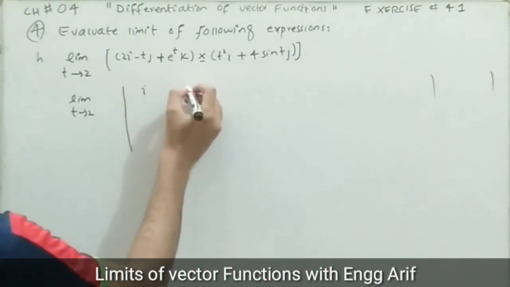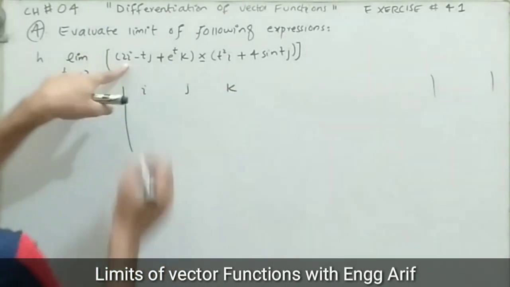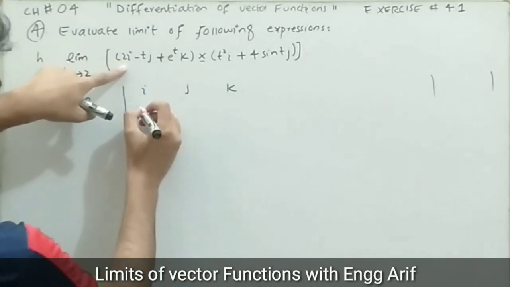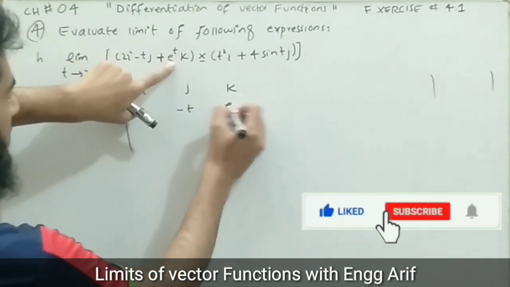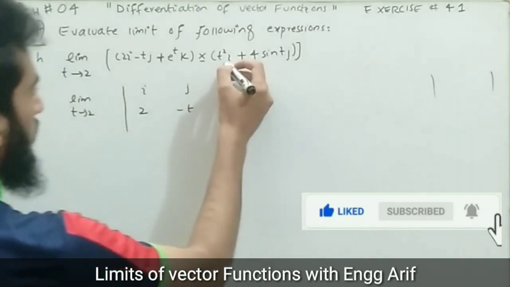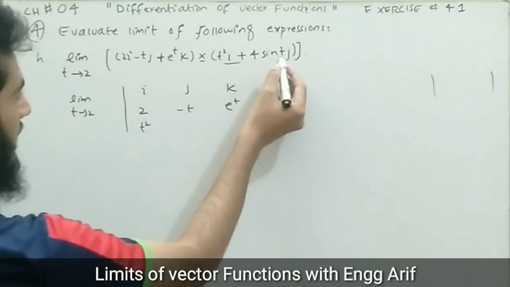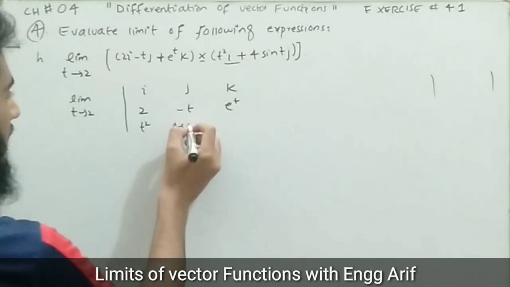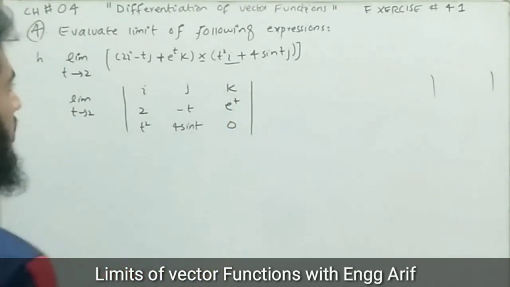So in the determinant rule we have three rows. In the first we write i, j, k. In the second we write the coefficients of i, j, k. So the coefficient of i in this vector is 2, the coefficient of j is minus t, and the coefficient of k is e power t. And in this vector, the coefficient of i is t square, the coefficient of j is 4 sin t, and over here we have no value of k, so we suppose it is 0.